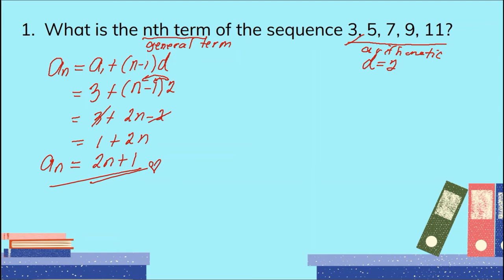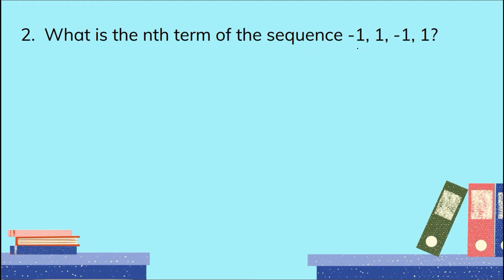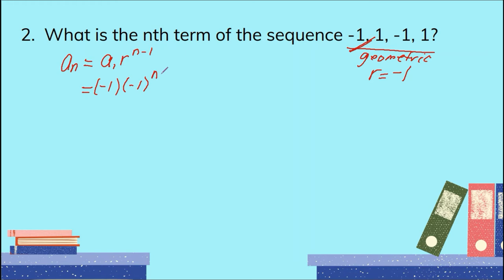Okay, number 2. What is the nth term of the sequence negative 1, 1, negative 1, and 1? So, pareho lang yun kanina, but the difference is our given, which is negative 1, 1, negative 1, 1, is a geometric sequence. Diba? Obvious na obvious, geometric. And the common ratio is negative 1. So, dahil siya ay geometric, gagamitan din natin ang formula ng geometric, which is a sub n is equal to a sub 1 times r to the power of n minus 1. At yung a sub 1 natin ay ito, negative 1. Tapos, yung r mo is negative 1 to the power of n minus 1.